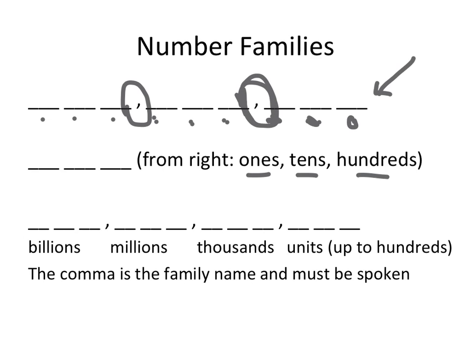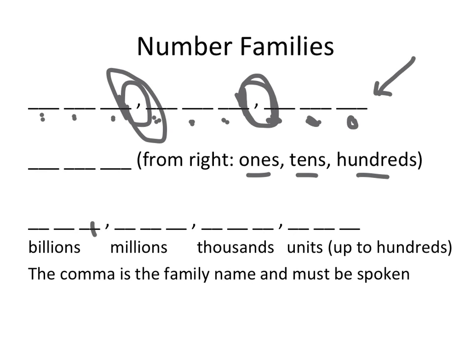So what do we have now? 1,000, 10,000, 100,000. And then we hit a family name. That's millions. What do we have now? 1 million, 10 million, 100 millions. So 1, 10, 100, 1, 10, 100. Keeps repeating and repeating no matter what family we're in. And the only thing that changes is that last name of the family.